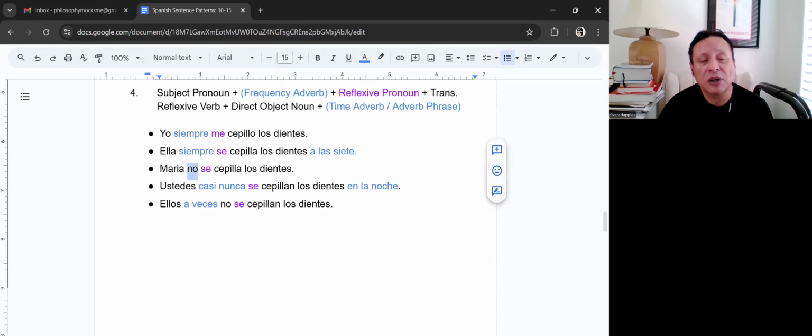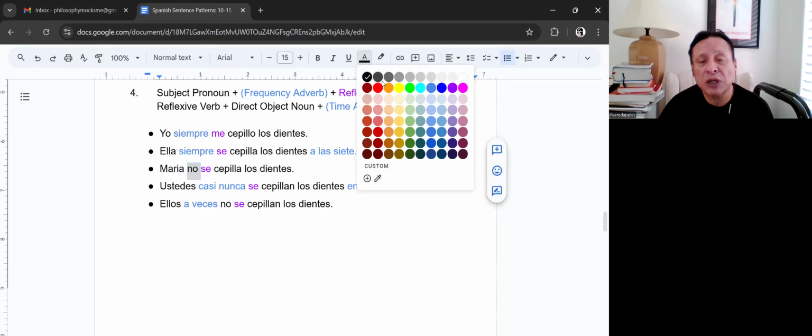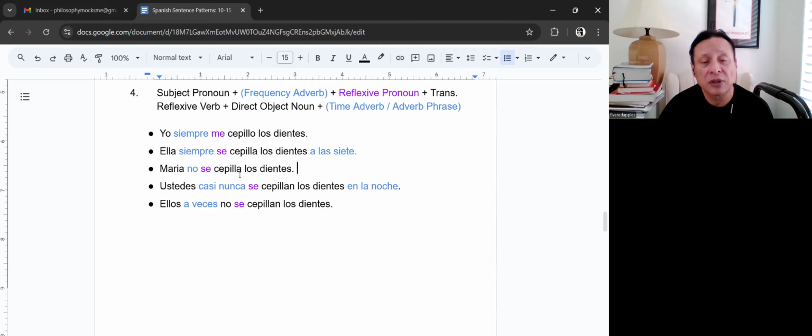And if this was never, María nunca se cepilla los dientes. So the frequency adverb will still go there, obviously. But the no to make the negative is an adverb. No is an adverb, by the way. So just so if you've forgotten or if you didn't know, no is still an adverb. So this is in the same location. So maybe I'll put it in blue, but I didn't put it in blue because we think of it as part of the verb, but it's an adverb that makes the verb negative. Okay, so no se cepilla los dientes.